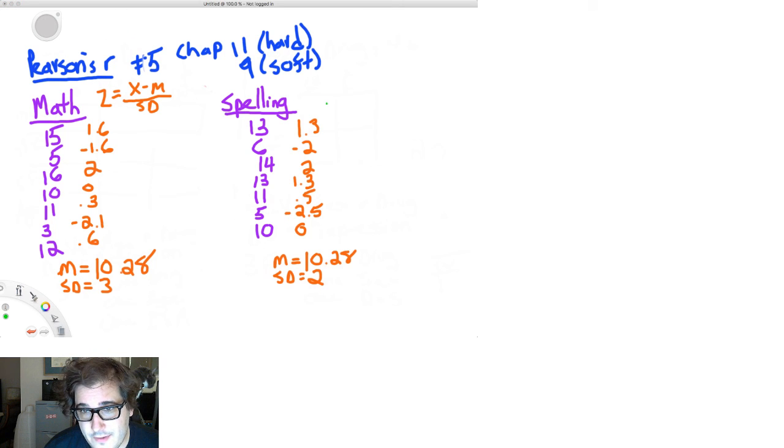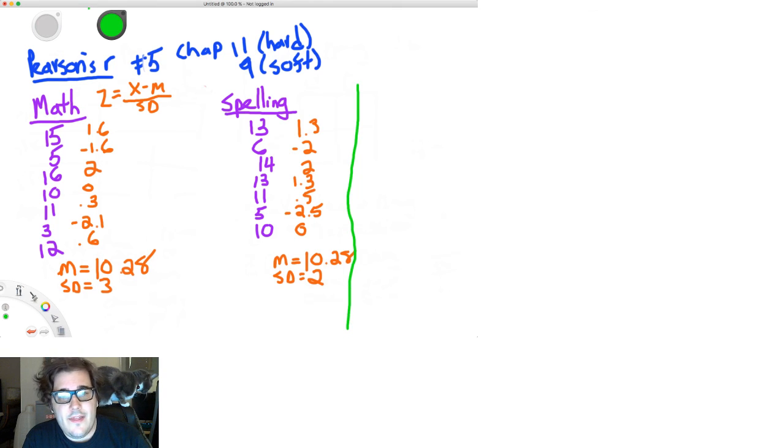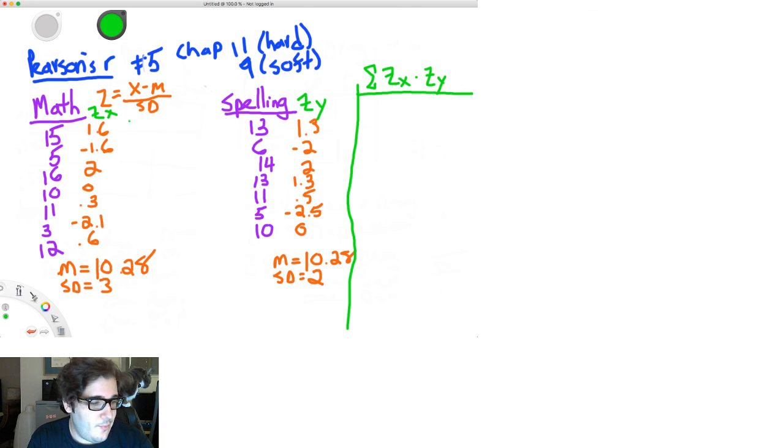So then what you have to do, this is where the correlation part comes in. Now you have to multiply these numbers together. So this is like zy, and this is zx. So now what we have to do is find the sum of zx times zy. So here's the part you'd have to start in. So 1.6 times 1.3, calculator, 2.08.